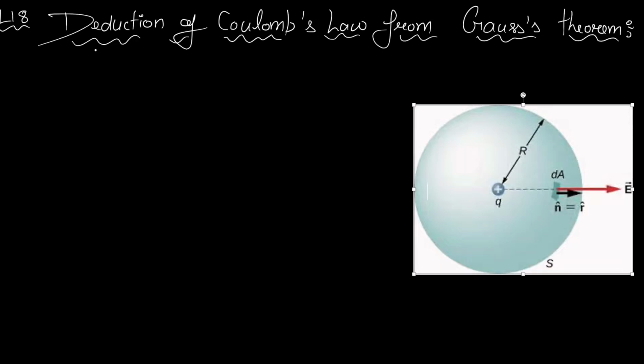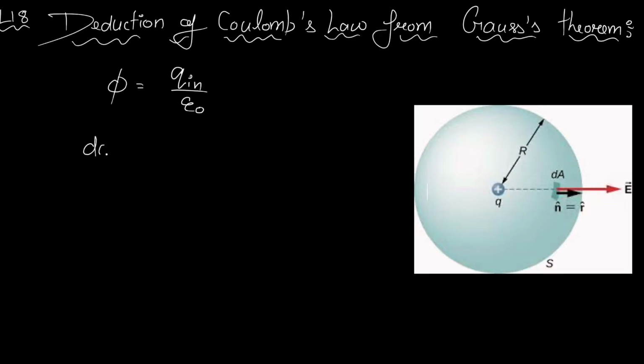We have already stated the Gauss theorem and we have done the proof also. What the Gauss law says is that the total flux is equal to Q enclosed by epsilon naught. We have to use this statement.